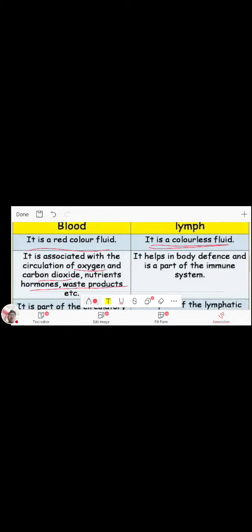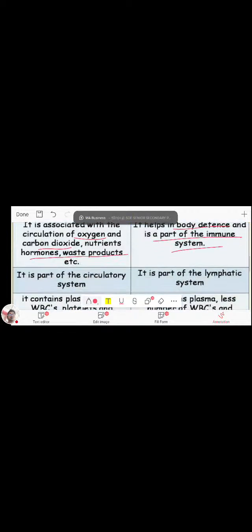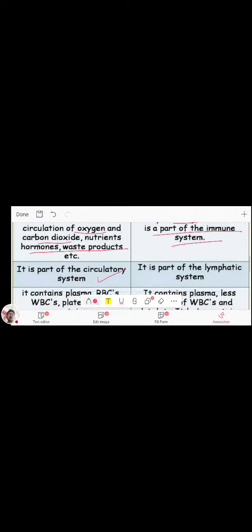That is a function of blood. It is associated with circulation of oxygen and carbon dioxide. But lymph helps in body defense and it is a part of the immune system. Blood is a part of the circulatory system. Lymph is a part of the lymphatic system.